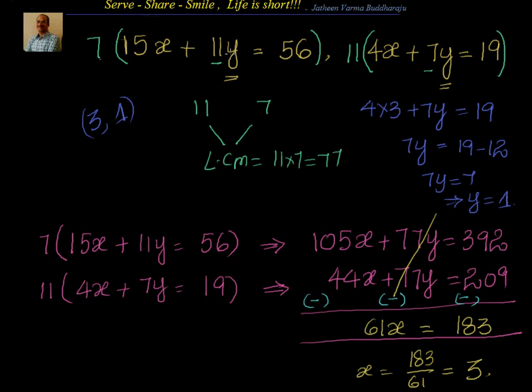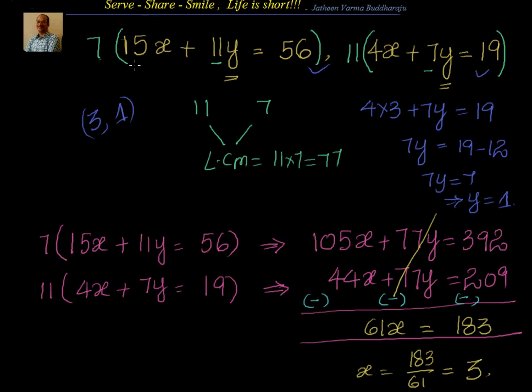So we have the values 3 comma 1 which will satisfy these two equations. Let us check that. 15 into 3 is 45 plus 11 is 56, 4 into 3 is 12 plus 7 is 19. So we are good to go. The solution is 3 comma 1. You can actually stick to one variable and go ahead with it, or you can eliminate x also.